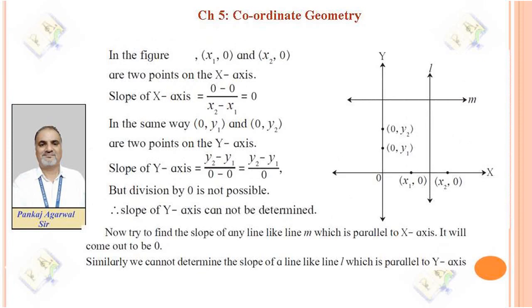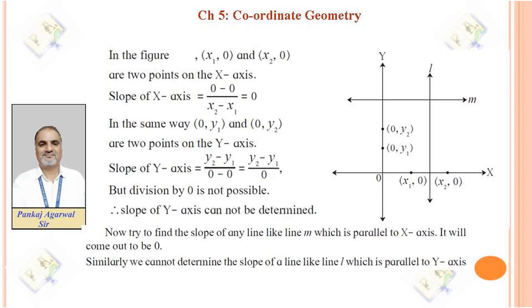Look at this figure. Line L is parallel to the y-axis and line M is parallel to the x-axis. Let's consider the slope of the x-axis. After calculation, you will get 0. In the same manner, let's calculate the slope of the y-axis. It is not possible to calculate because the denominator is 0. So, the slope of the y-axis cannot be determined.